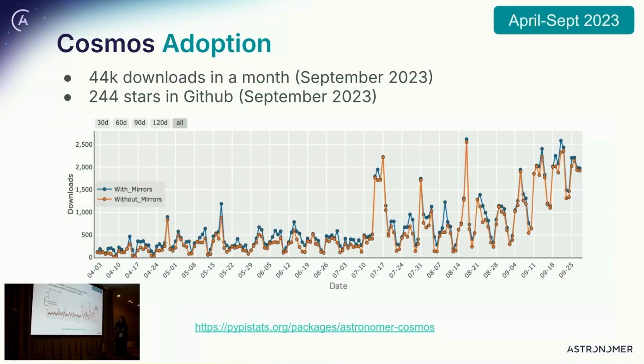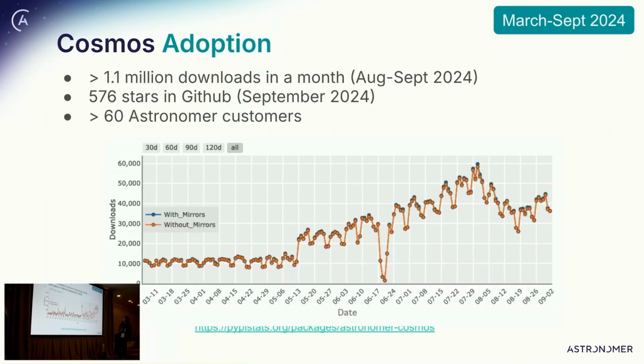From an adoption perspective, if we look at last year, this is the number of downloads of Cosmos last year. By April last year, we had daily around 10 downloads. Just last year, we were able to go from 10 daily downloads to somewhere around 2,000 downloads. And the stars grew as well. So we got around 200 stars on the GitHub repo. Right now, we have over 1 million downloads monthly. So daily, we're having around 40,000 downloads.